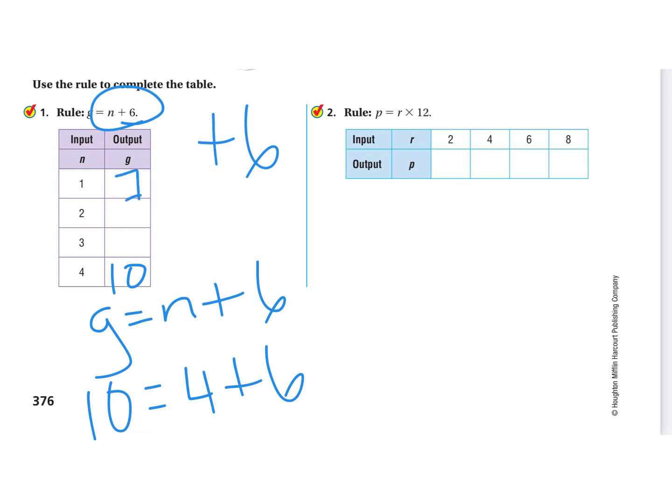2 plus 6 is going to be 8. 3 plus 6 is going to give me 9. And then you kind of see that pattern there developing. All right, that was a pretty easy one. All right, let's go over here.